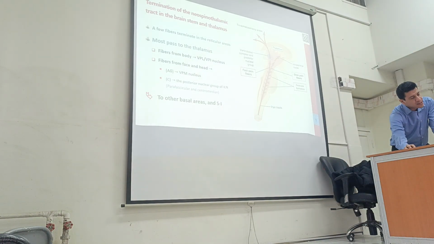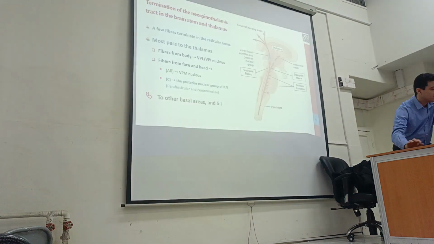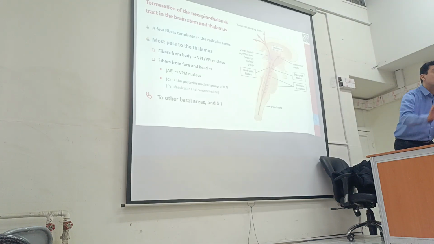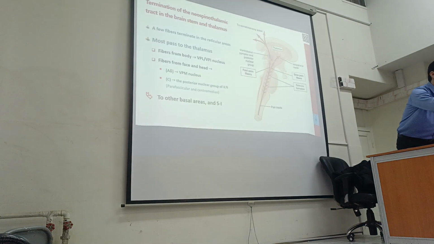They come to the brainstem. Some of the fibers end here, a few of them, right? So a few of them terminate in the reticular formation here. But most of the fibers go to the thalamus. They end in the same nucleus that receives touch, pressure, and vibration. What was that nucleus? VPN, ventral posterior nucleus, right?